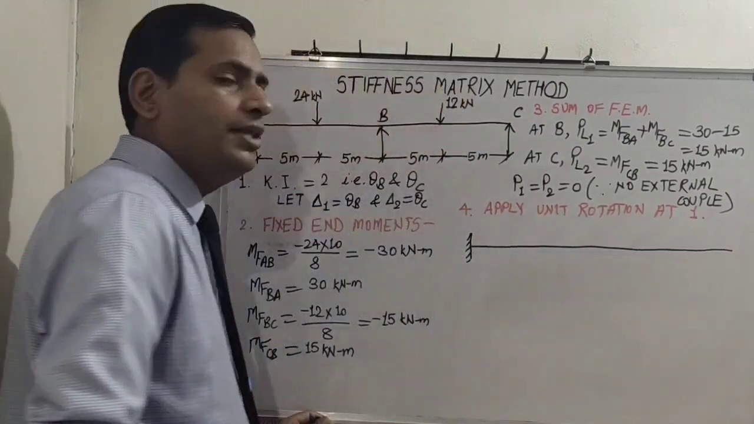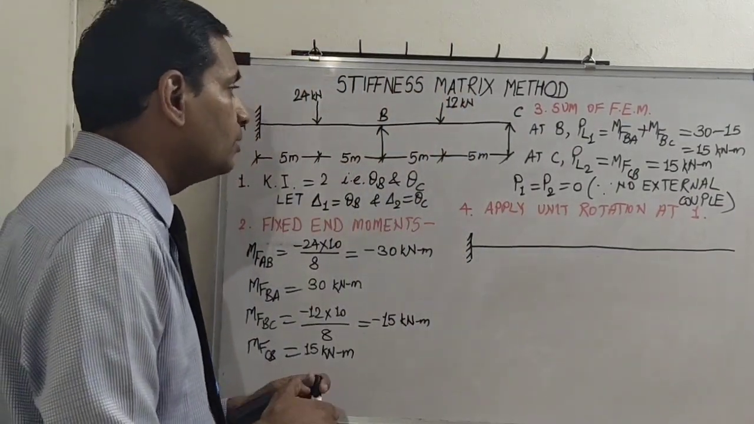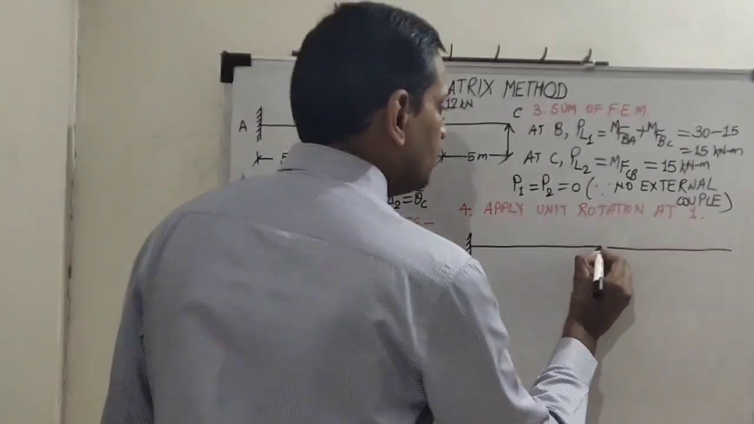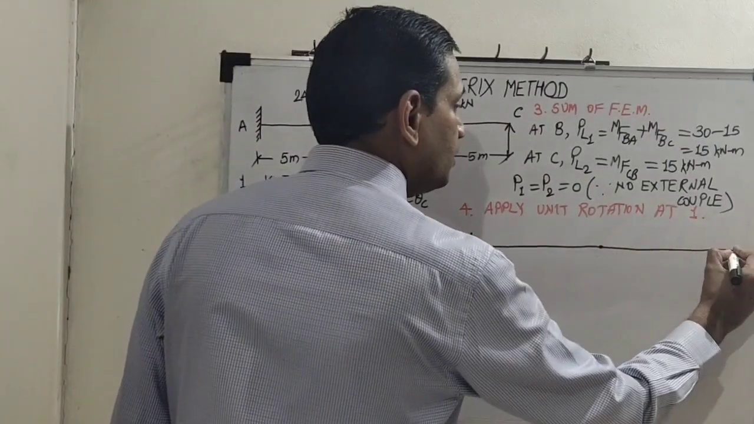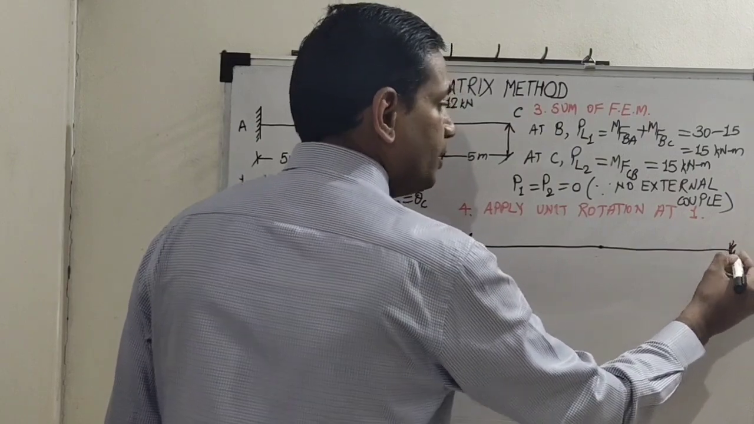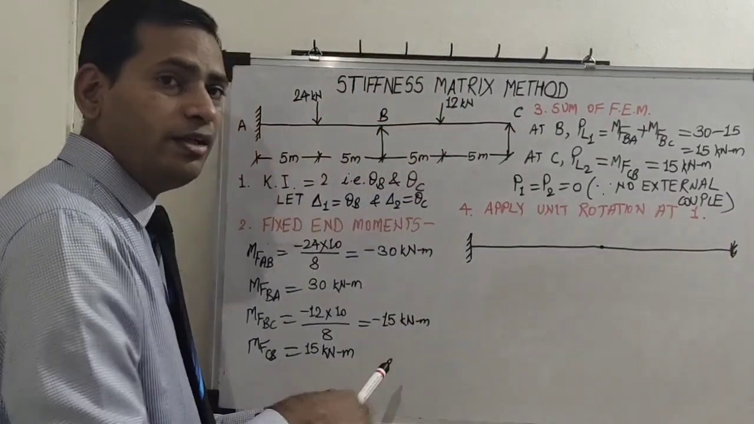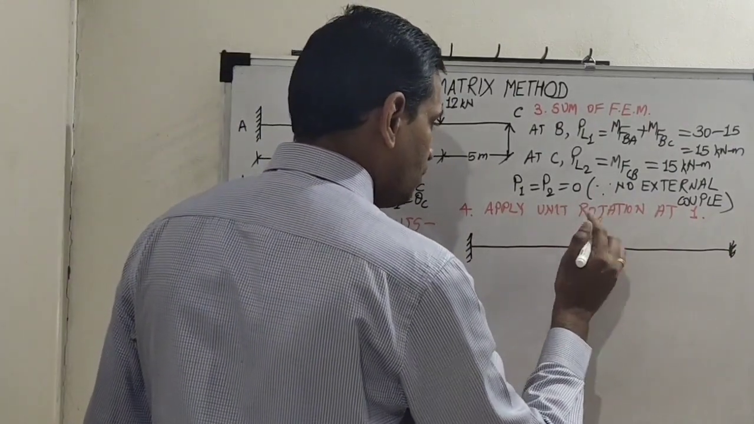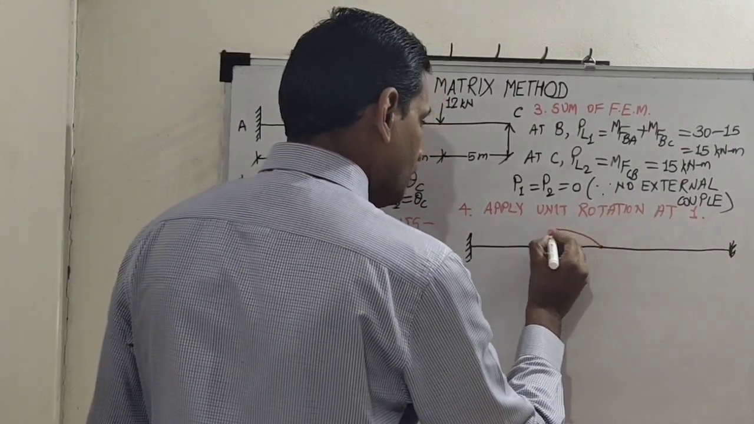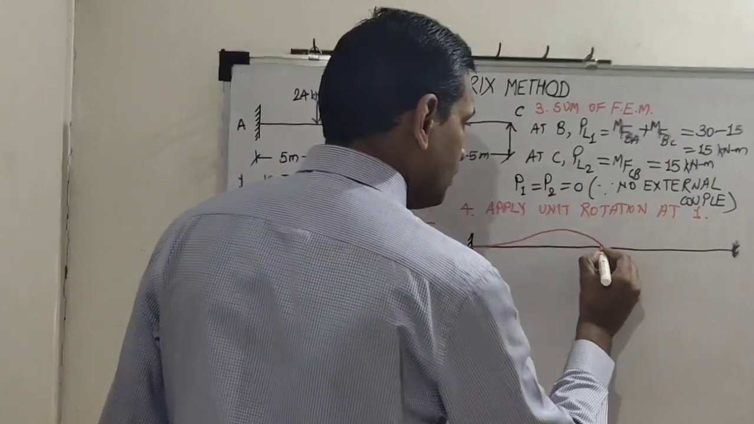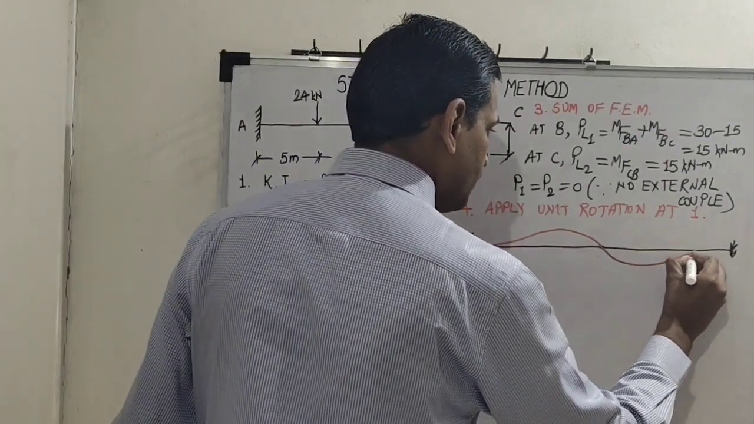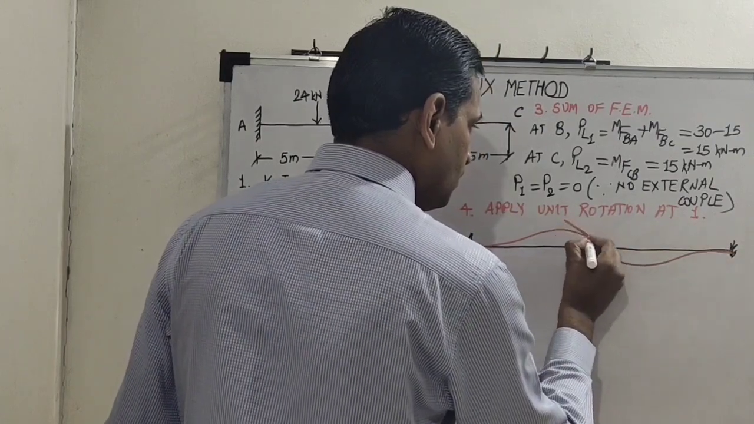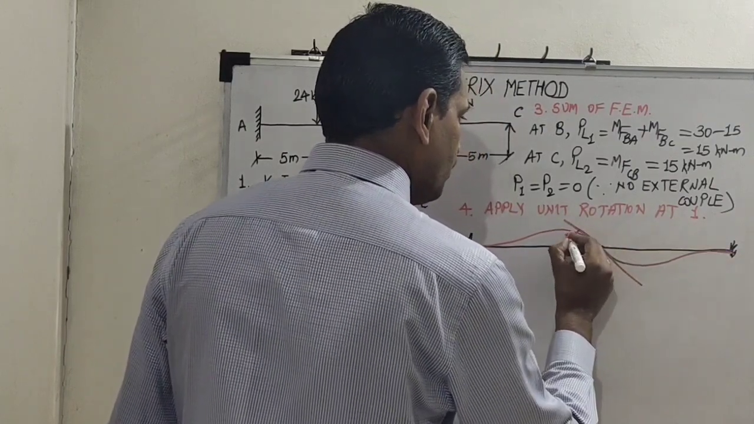So if we apply unit rotation here, we will first show the deformed shape of the beam. This will be 0 because theta C we are making 0. So the deformed shape will be something like this. So this is unit rotation applied here.